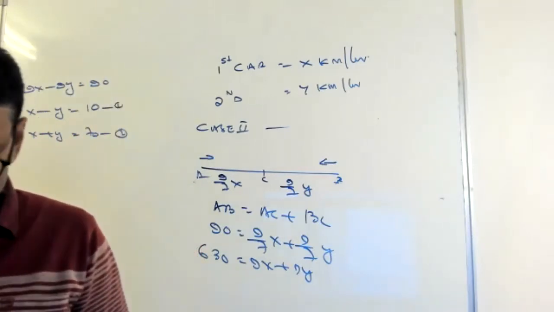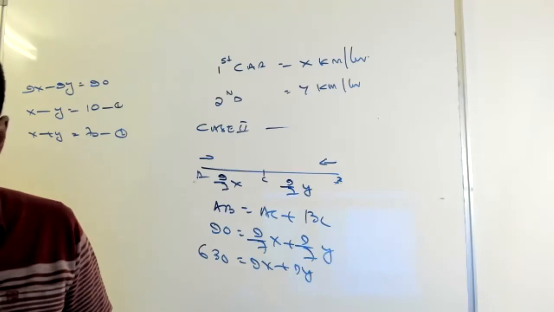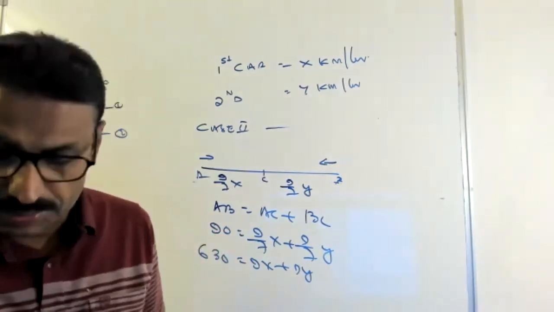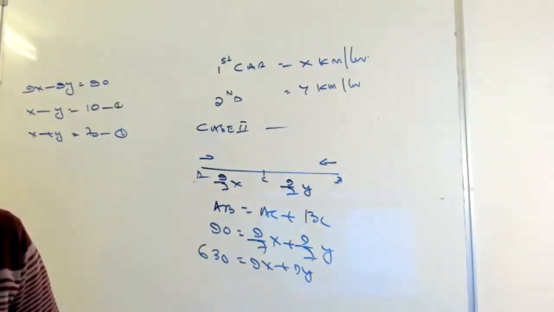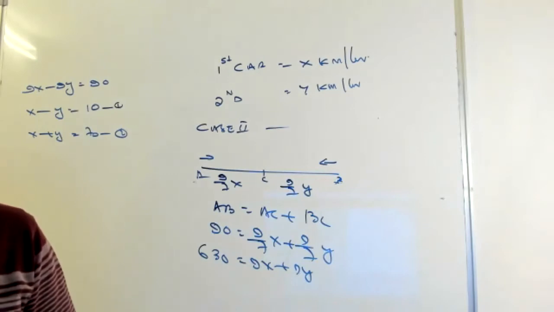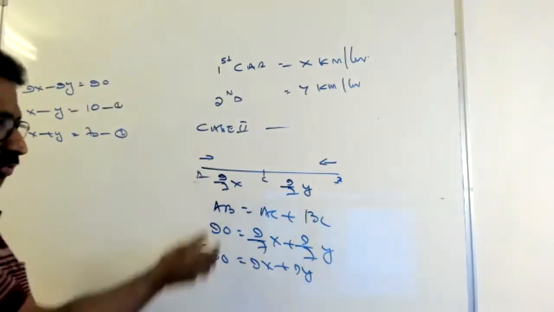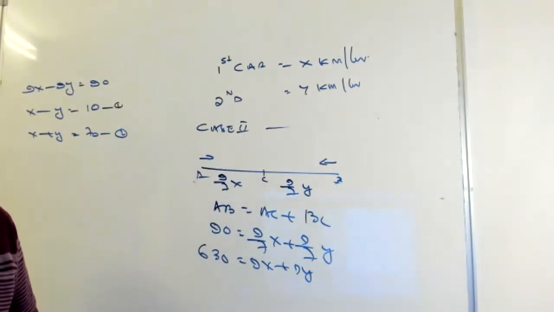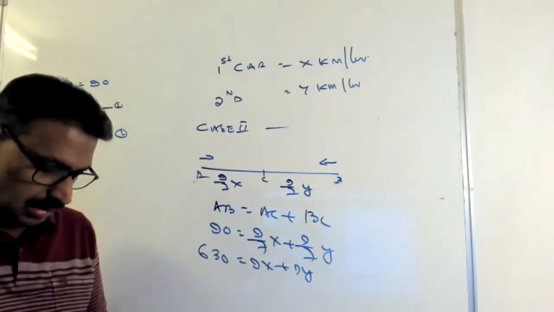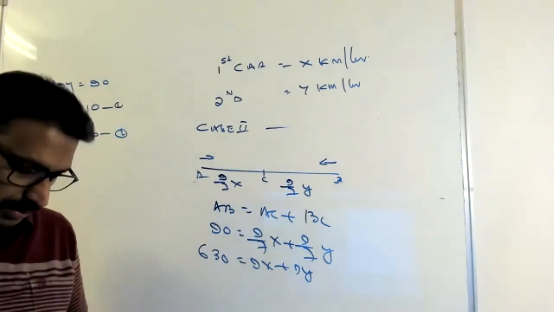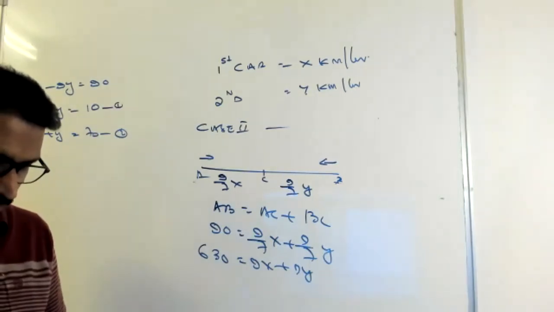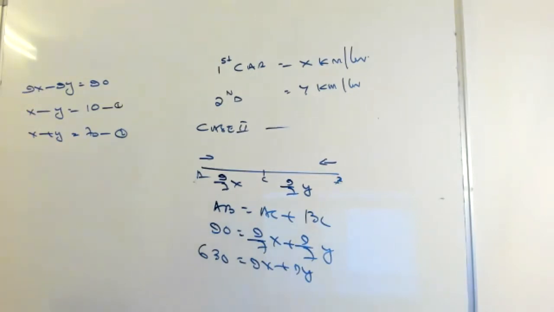Case 2, opposite direction. Then draw a figure. Okay, everything is right up to here. x plus y equal to 70. Up to that, right?